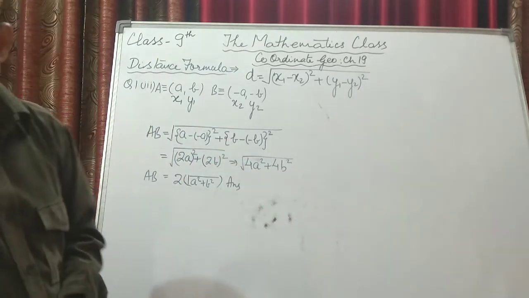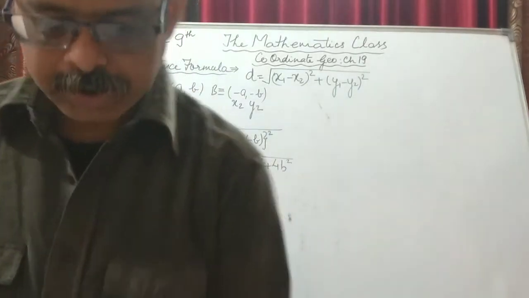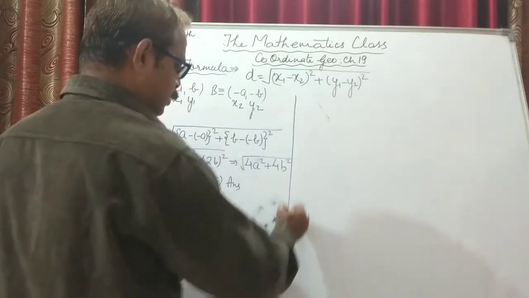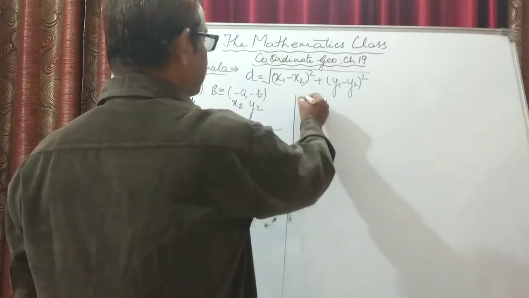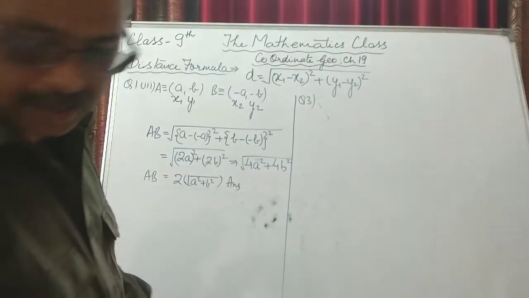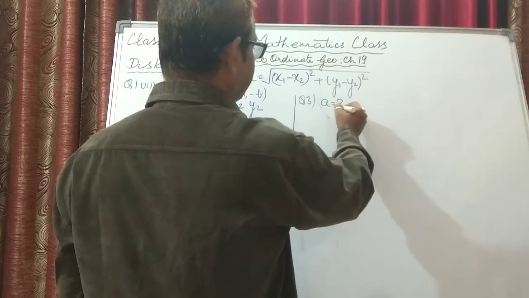So, that can be calculated. Now, we move on to the third question. What is the third question? I will do the third question. Question number 3. Next question I am taking as question number 3. Find the value of A. You have to find the value of A.